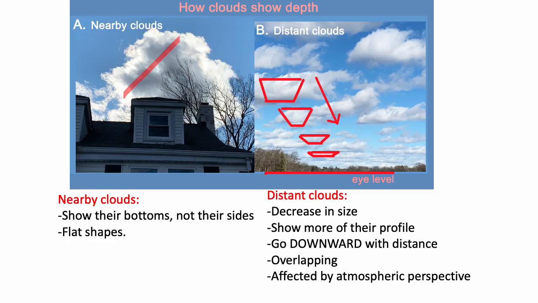This is a nearby cloud. We mainly see its bottom, and it has a flat shape. For distant clouds, they decrease in size. They show more of their profile or side view with distance rather than their underside. They go down with distance. They overlap, especially here, and they are affected by atmospheric perspective, so value contrasts decrease and edges soften.